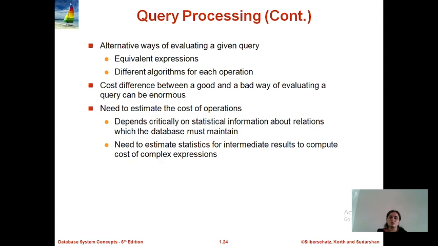The alternative ways of evaluating a query are equivalent expressions and different algorithms for each operation. The cost difference between a good and a bad way of evaluating a query can be enormous. So we need to estimate the cost of operations. This depends critically on statistical information about relations which the database must maintain. We also need to estimate statistics for intermediate results to compute the cost of complex expressions.